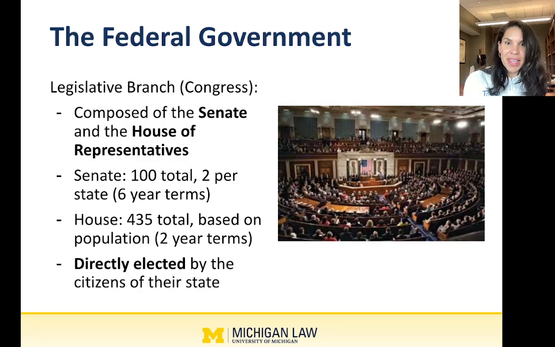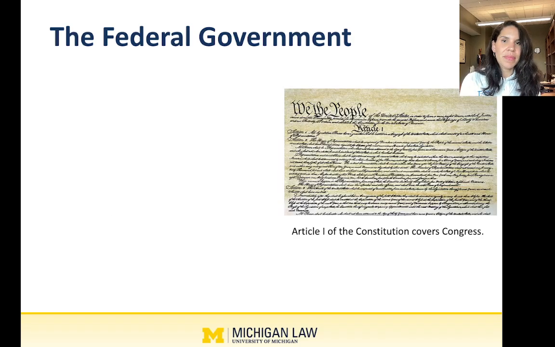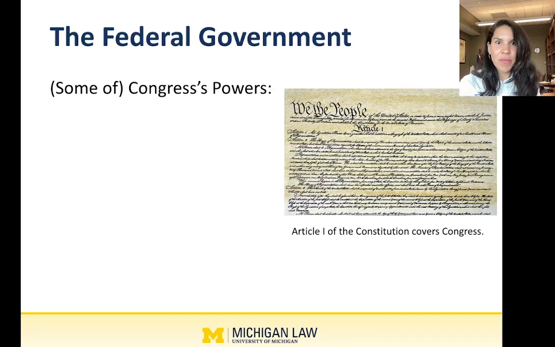And they are directly elected. So there's no middle person in between the citizens in their state and the elected officials themselves. They are directly elected by the people. This is Article 1 of the Constitution that lays out the legislative branch, and they also lay out their powers. I'll talk about a few here. There are more than this, but here are the ones that are particularly relevant to what we're talking about.